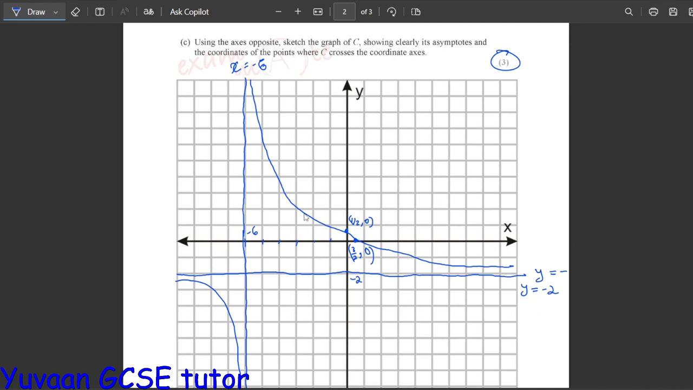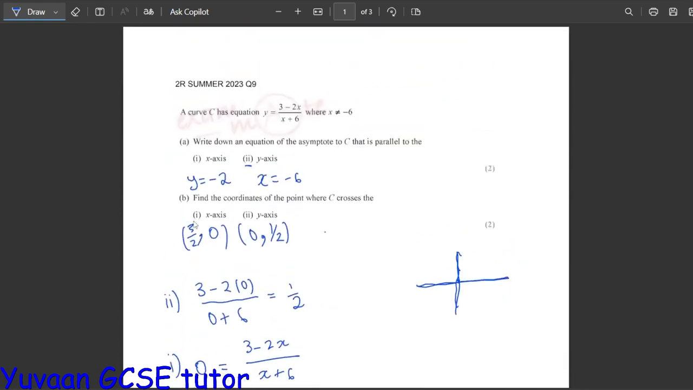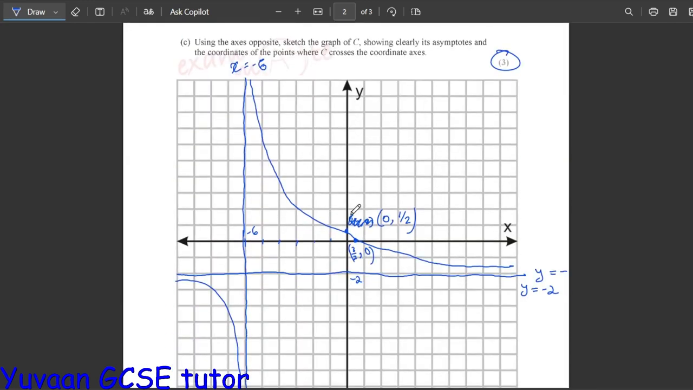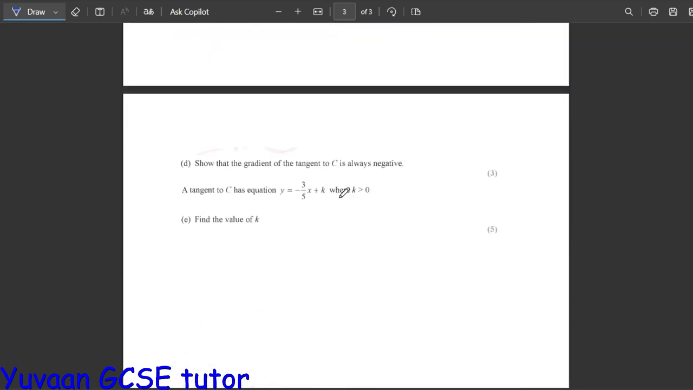And my mistake actually, this is 0 comma 1 over 2. Apologies about that, guys. I'm really sorry. Yeah, I even wrote it here. Sorry about that, guys. So let's move on to part D.